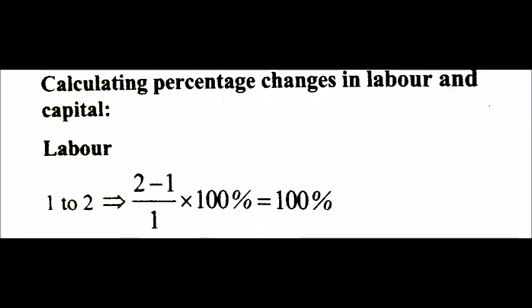Now the next one, we are going to calculate the percentage change in labor and capital. The other one was percentage change in total product, TP. Now we are going to do it for labor and capital. So let's start with labor. From 1 to 2, 2 minus 1 divided by 1 times 100 is 100%.